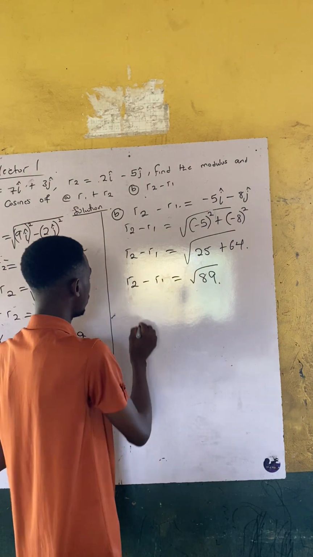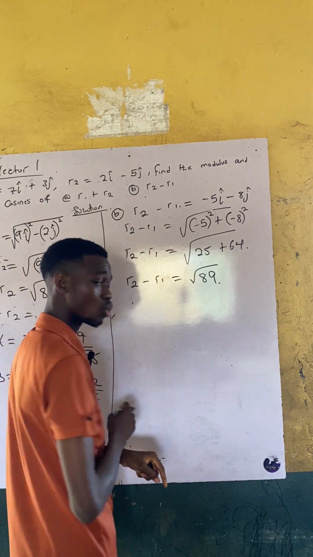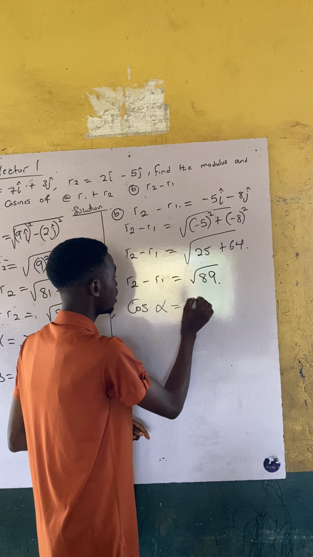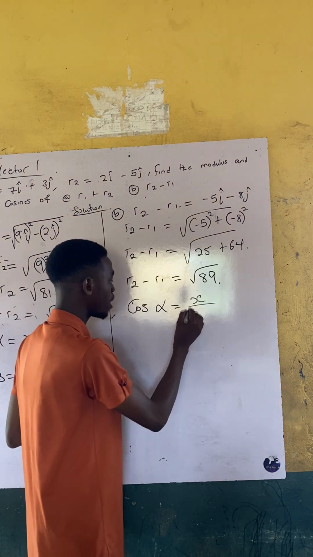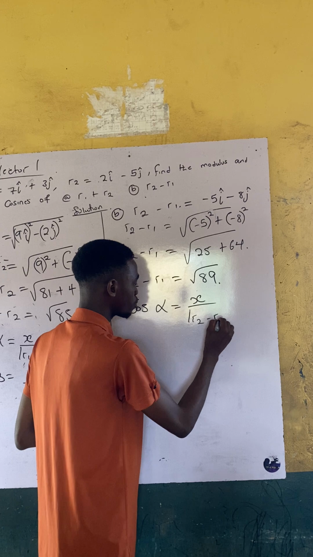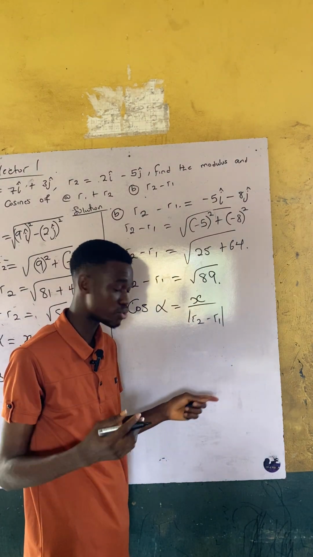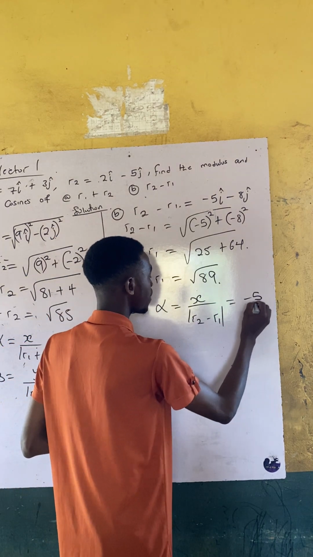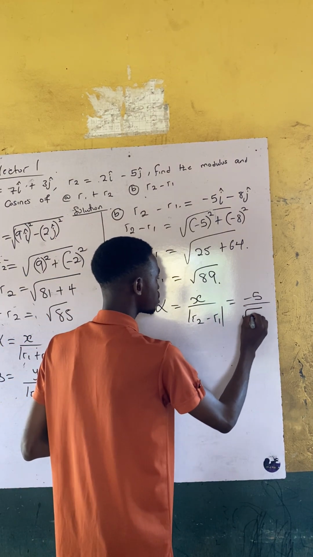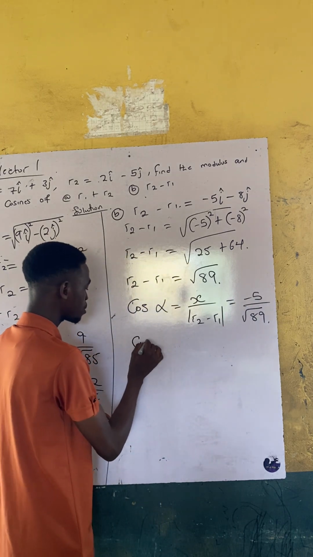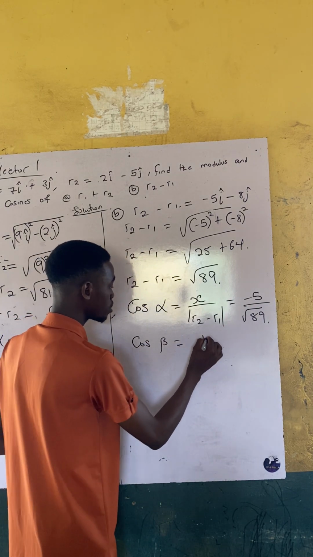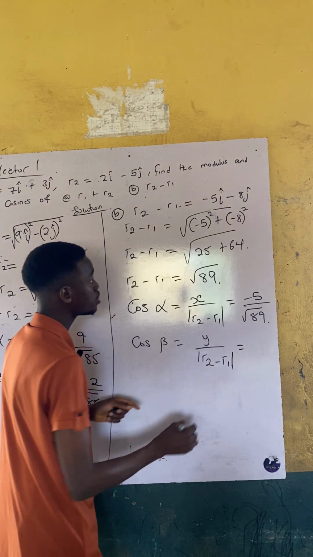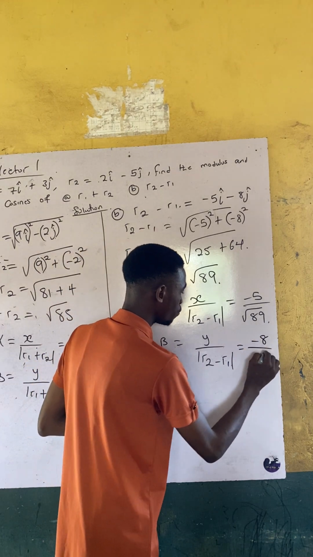Now, the next thing to do is to find the direction cosine. Cos alpha is equal to x over the modulus of resultant 2 minus resultant 1. The first number is minus 5, so this gives us minus 5 over root 89. And our cos beta is y over the modulus of resultant 2 minus resultant 1, which is minus 8 over root 89.